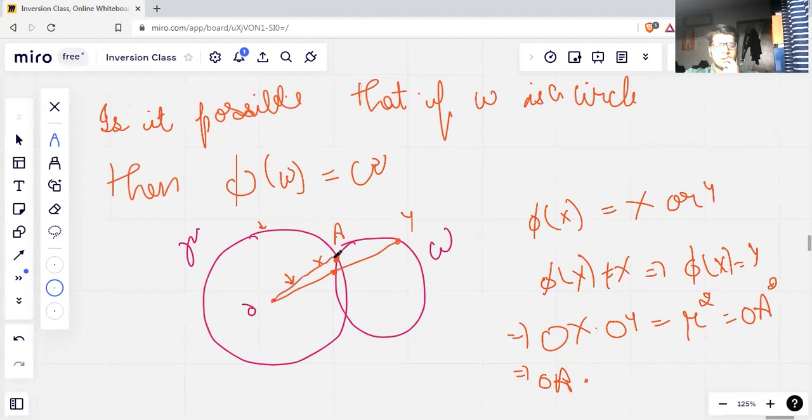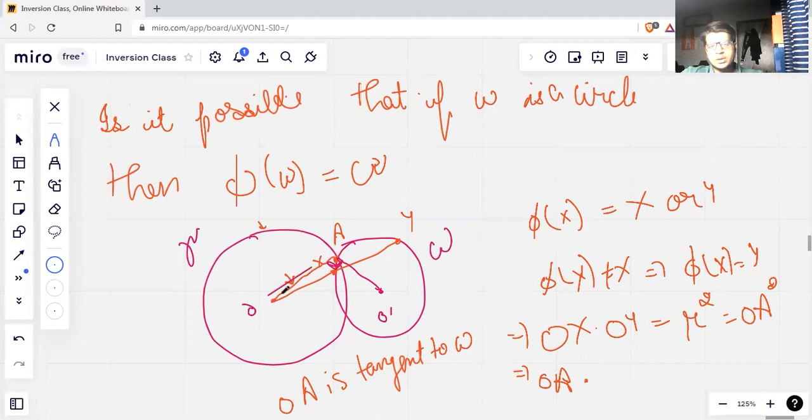This is OA. This is the radius basically, right? So now, since OA square is equal to OX into OY, do you see that OA is tangent to omega, right? So basically, this is tangent. So if you consider the center of this circle, let's call that O', then this should be 90 degrees. And this is just the angle between the two circles, right? Because these are tangent to the circle at that point. So these are orthogonal circles.